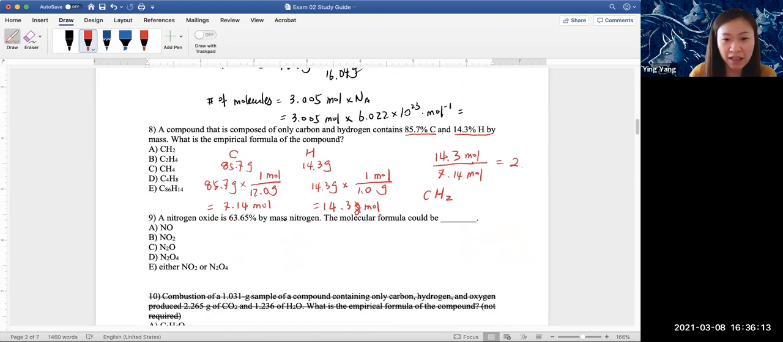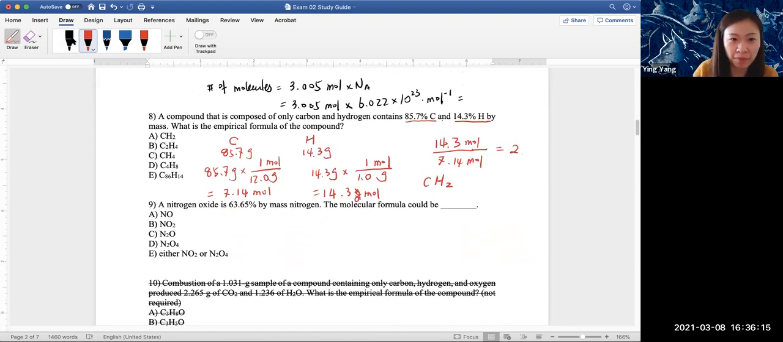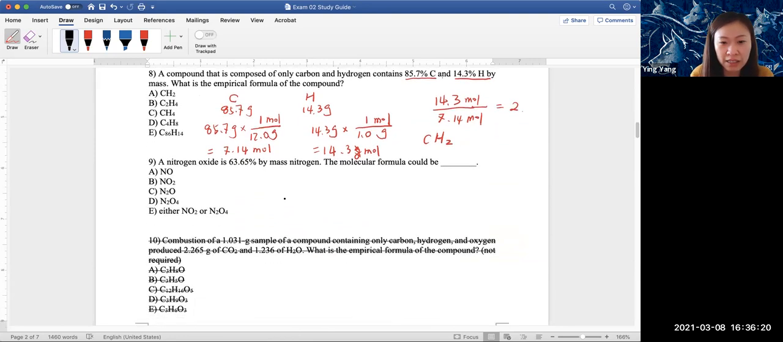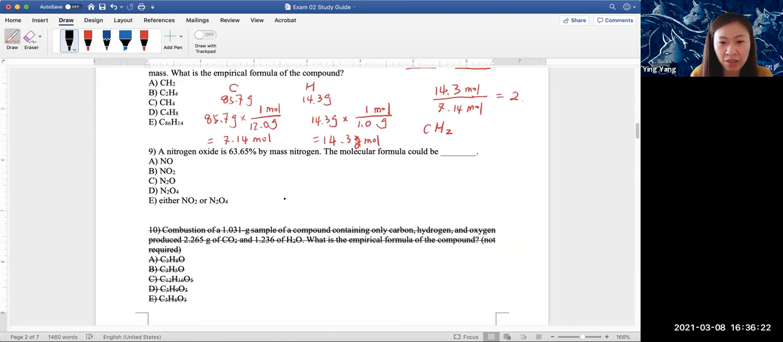Now, question number 9. A nitrogen oxide is 63.65% by mass nitrogen. The molecular formula could be what? Two key pieces of information here. First, a nitrogen oxide, meaning that there are only 2 elements, one is nitrogen and one is oxygen.